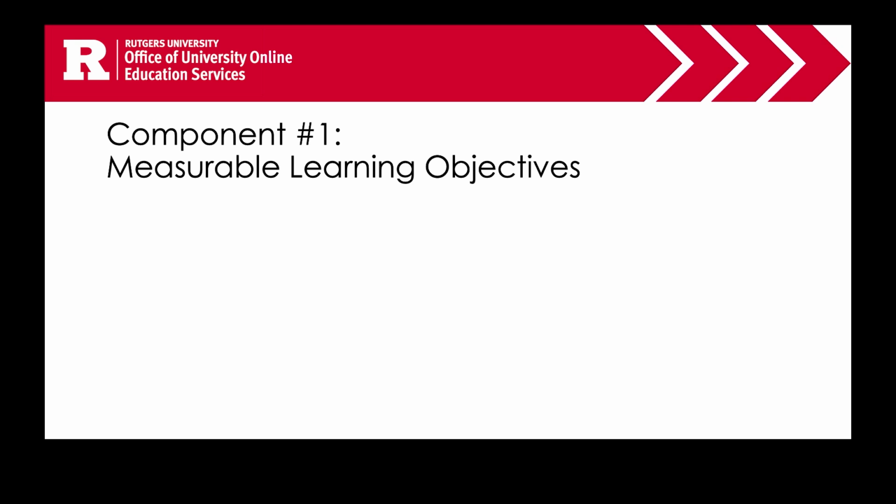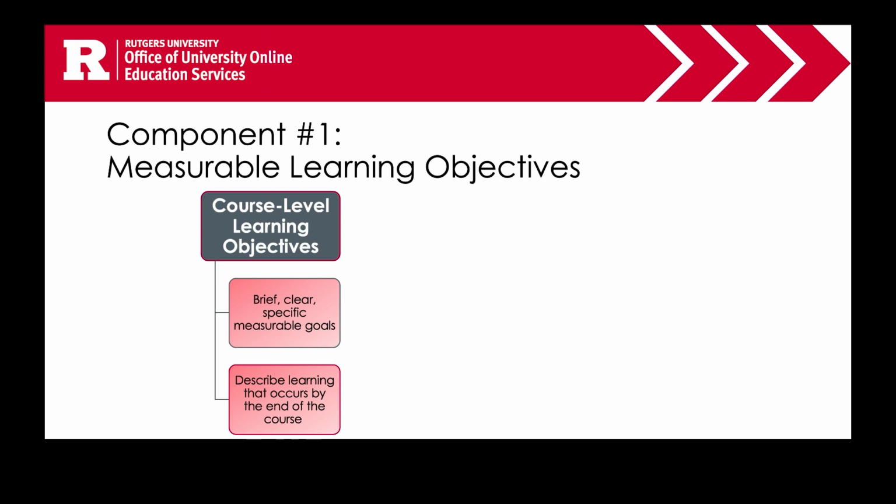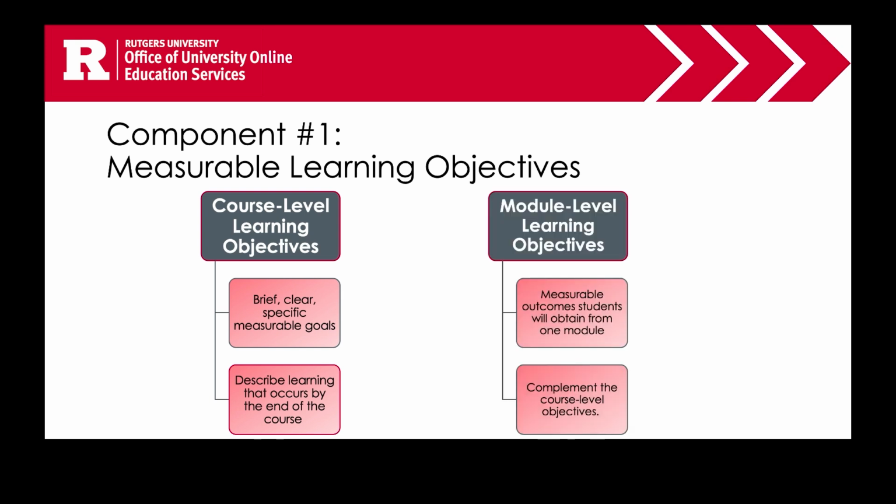What we'll cover in this training video are the 2 levels of learning objectives, course level and module level. Course level learning objectives are measurable outcomes which students obtain from the course overall. They are brief, clear, specific measurable goals that describe the learning that should occur by the end of the course. Module level learning objectives are measurable outcomes students will obtain from that particular module's material, and they should tie into and support the course level objectives.